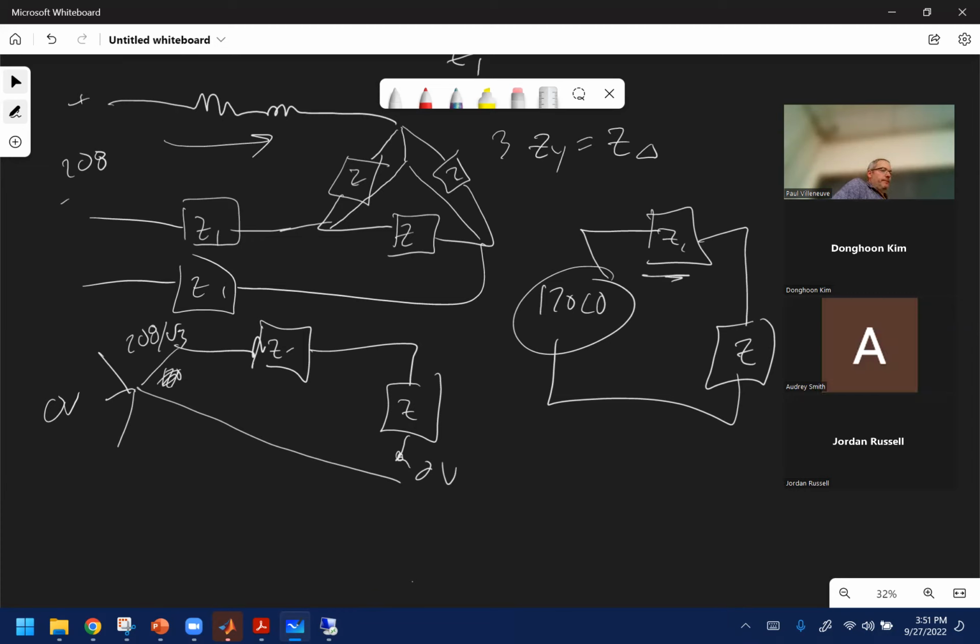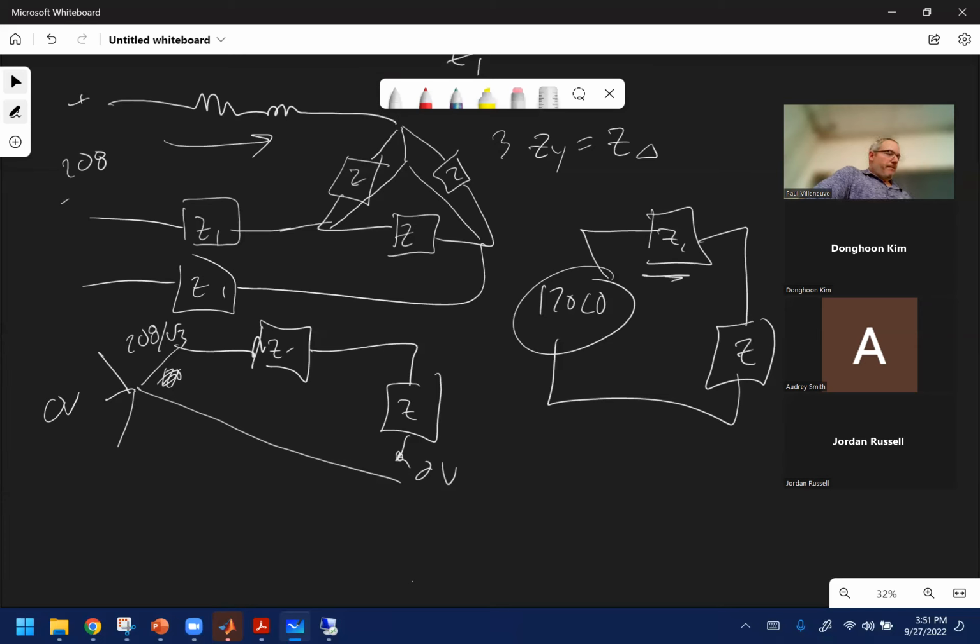This is probably the trickiest question for me. Where are you getting that 208 value from? It's on the, if you look, it says V line equals 207.85. You see it between terminals A and B.